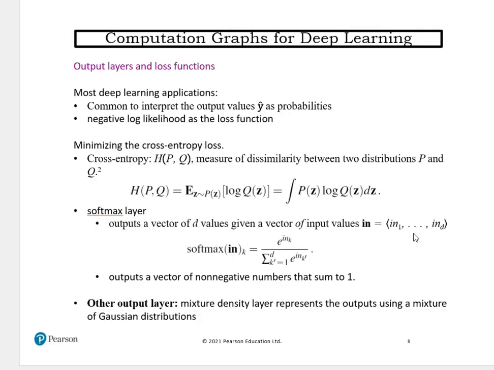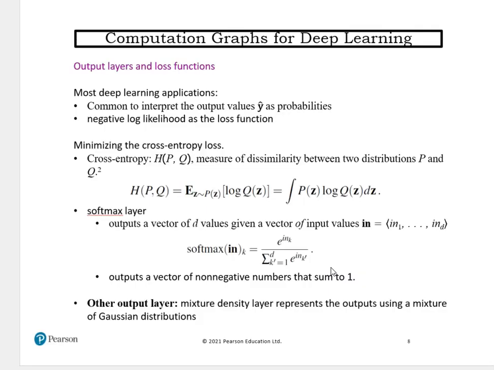Okay, so the k-th element of the softmax is calculated like this: e to the power of the k-th value, divided by the summation of e to the values for all the elements of the vector. So by construction, the softmax function outputs a vector of non-negative numbers that sum to 1.